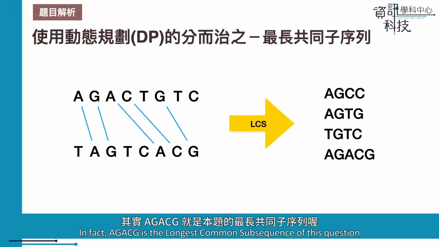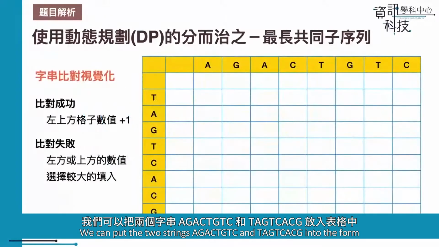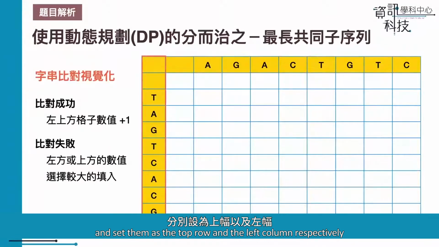In fact, AGACG is the longest common subsequence of this question, but trying it one by one is definitely not the way to go. Let's visualize the string comparison. We can put the two strings AGACTGTC and TAGTCACG into the form and set them as the top row and the left column respectively.